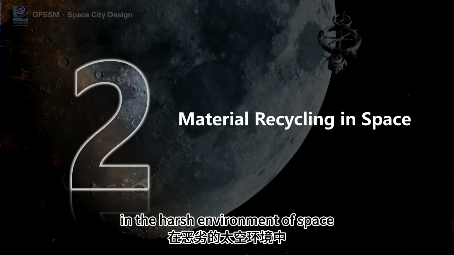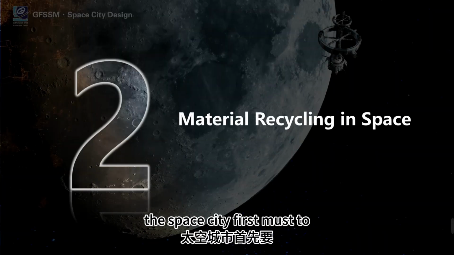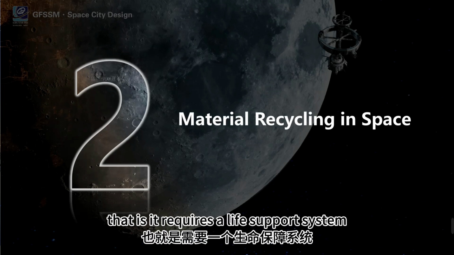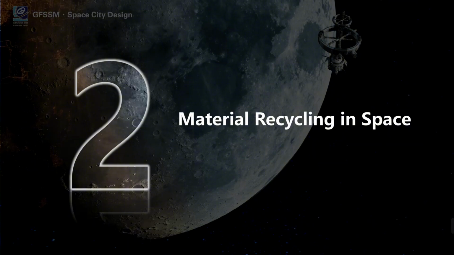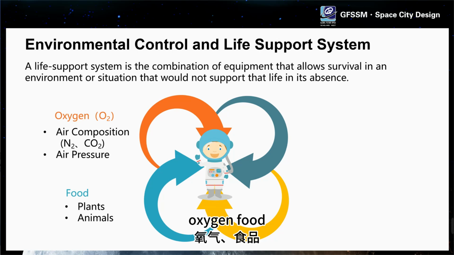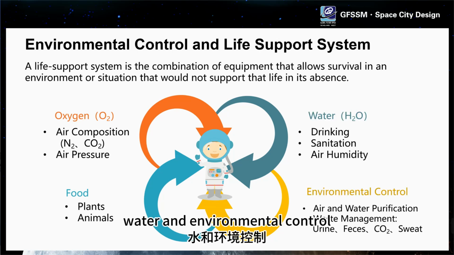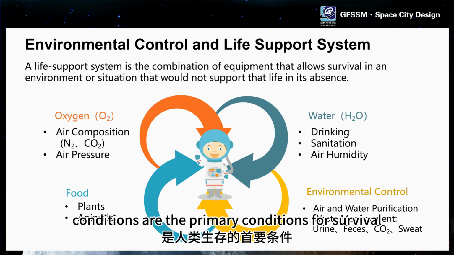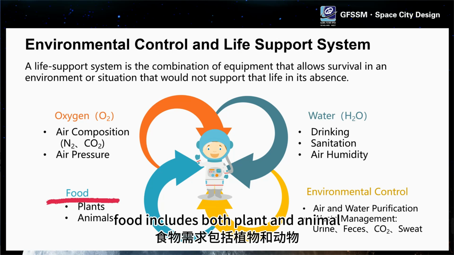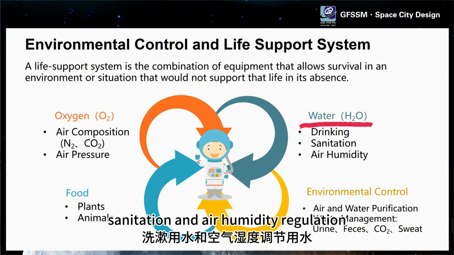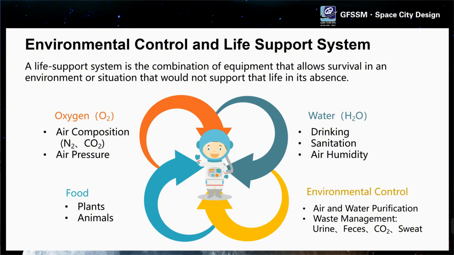In the harsh environment of space, the space city first must ensure the survival needs of the city's residents. That is, it requires a life support system. The life support system covers multiple aspects such as oxygen, food, water, and environmental control. Appropriate air composition and pressure conditions are the primary conditions for survival. Food includes both plant and animal. Water is needed for drinking, sanitation, and air humidity regulation.